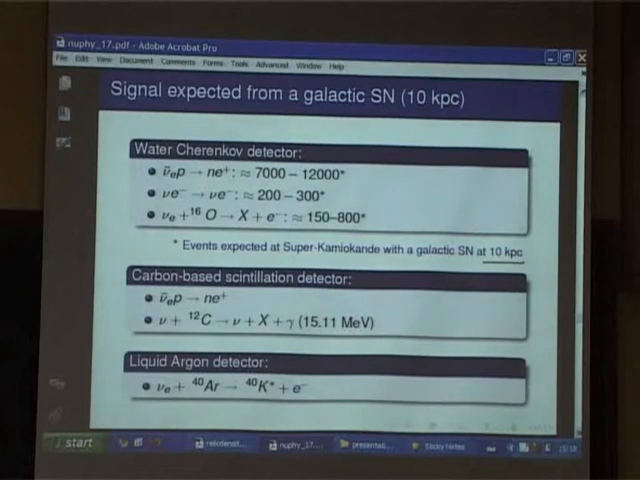Then if you have a carbon-based scintillator detector, again the main reaction is νe bar plus p going to n plus e+, and depending on the size of the detector, you will get whatever number of events. The typical rule of thumb is, I think, 300 events per kiloton. That's typical.